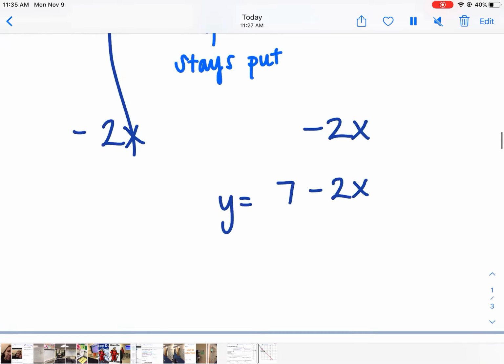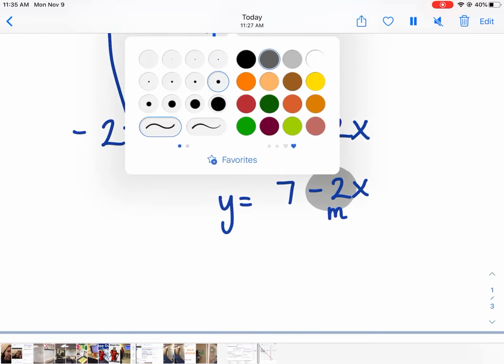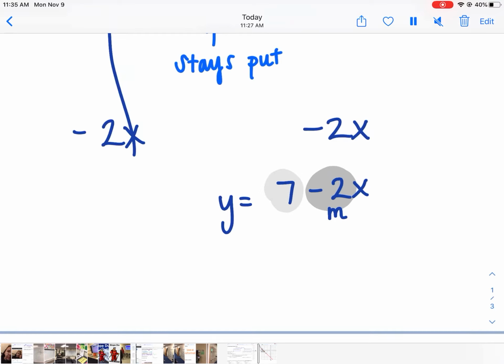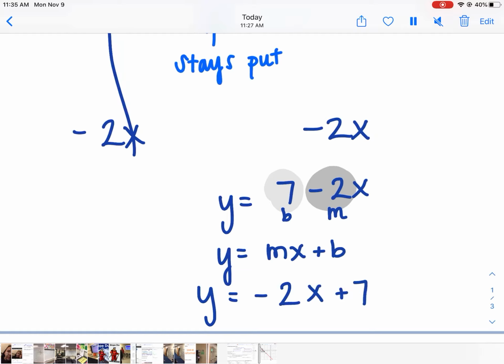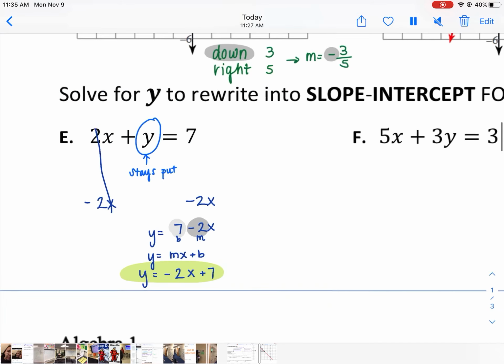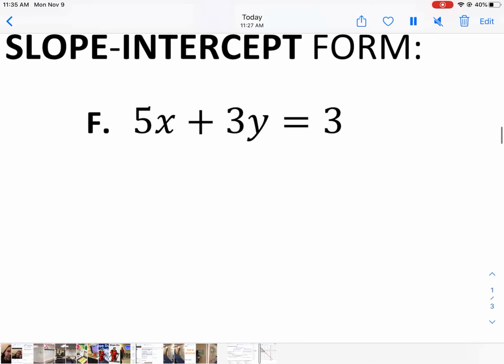Now, let's write this in y equals mx plus b form, okay? So our slope is -2. That y-intercept is 7. y equals mx plus b. y equals -2x plus 7, okay? The top equation is perfect, but let's write it in the form y equals mx plus b.